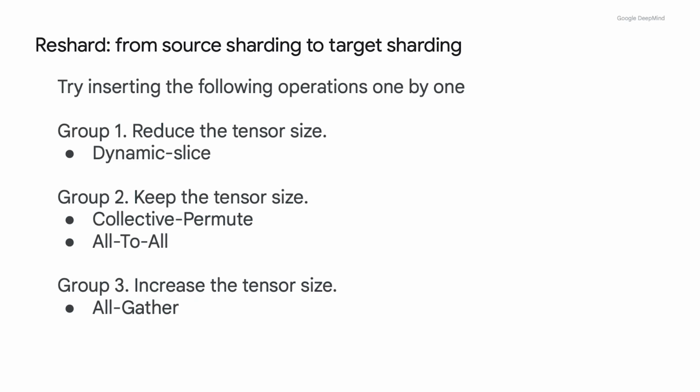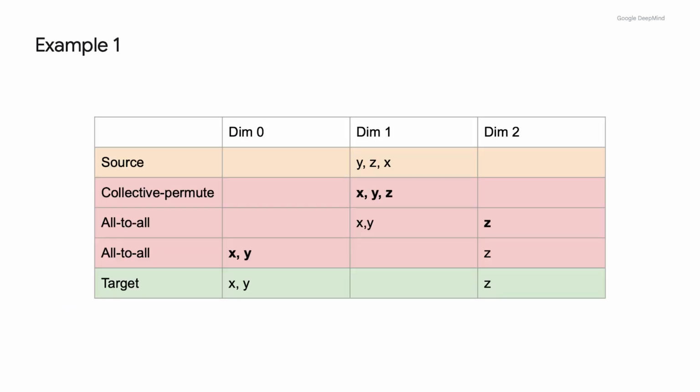Here we have two examples. The first one is where we have the collective permute and all-to-all. From the source sharding to the target sharding, we first use the collective permute to reorder the sharding axis along the first dimension, and then with two adjacent all-to-alls, we move the sharding axis to the corresponding dimensions. In the first all-to-all, we move Z from dimension 1 to dimension 2, and in the second all-to-all, we move X and Y from dimension 1 to dimension 0.